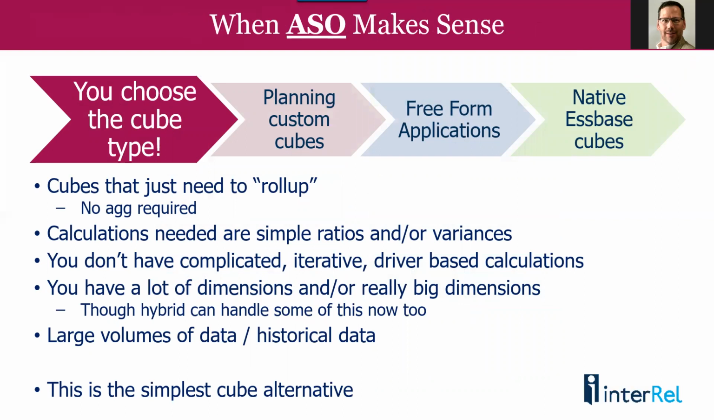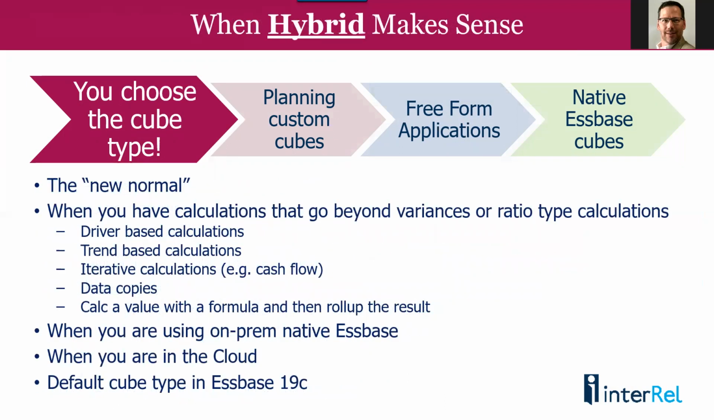When considering an ASO cube, it's all predicated on your requirements. Does your data just need to roll up? Are required calculations simple ratios and variances? Are they not complicated, iterative, or driver-based calculation requirements? Some of the questions you may ask: do you require a lot of dimensions or larger dimensions? Is the data set large? If the answer is yes to a majority of these questions, then an ASO cube is likely your solution. And if the answers are largely no, then hybrid is your likely candidate.